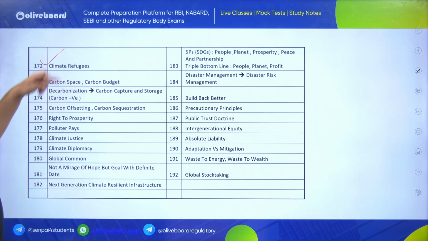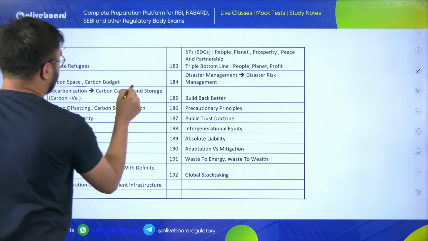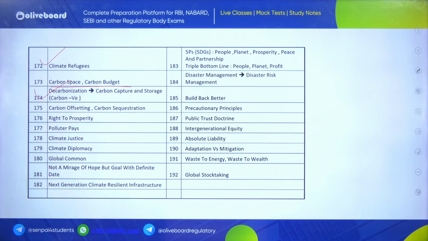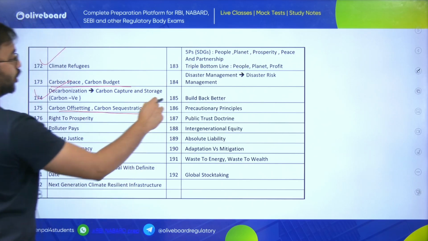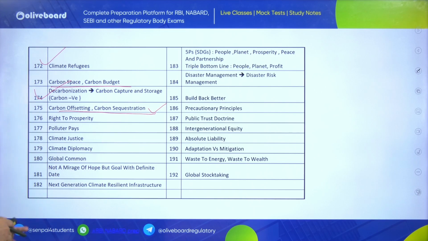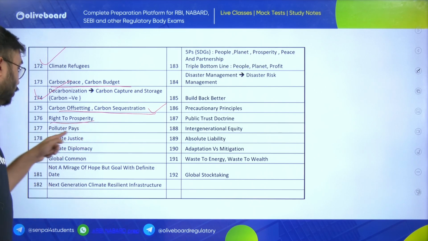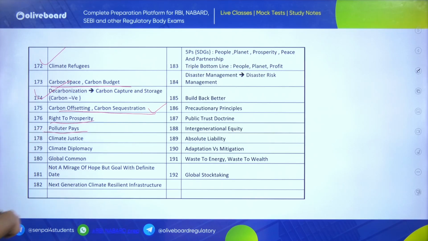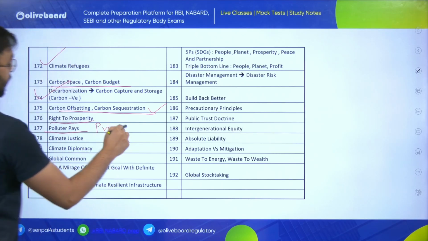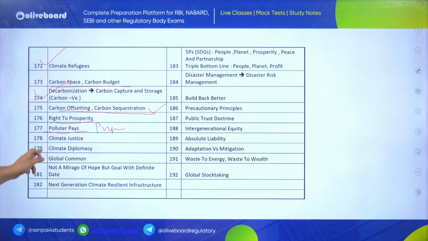Next, climate refugees. You can talk about it if a climate resilience related question comes. Carbon space and carbon budget. Decarbonization is nothing but capturing carbon and storing it. Carbon offset and carbon sequestration. We can talk about how carbon is stored today. Then right to prosperity. Polluter pays principle, PPP. Climate justice. Climate diplomacy. Global commons.